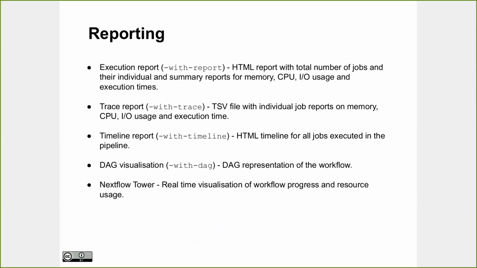So Nextflow does a good job in reporting and tracing jobs' resource usage. You have your execution report, which is the HTML report with the total number of jobs, and then your visual summary reports for memory, CPU, IO usage, and execution times. You also have a trace report that's similar to the HTML report, but in a tabular format. You have a timeline report, which is a Gantt chart of all the jobs executed in the pipeline. You can also generate a DAG visualization.